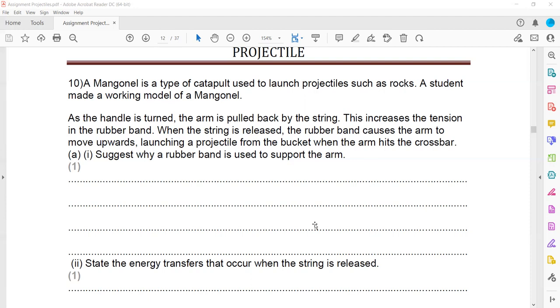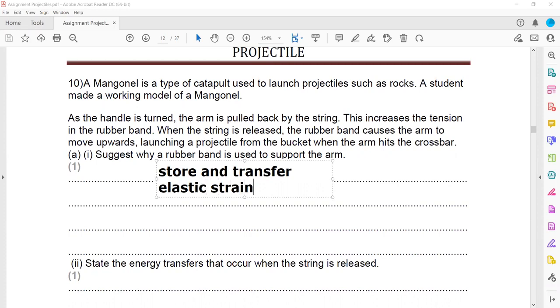So answer here. Another tendency of a rubber band is that it can transfer its elastic strain energy easily as it can deform. So the idea of using a rubber band is that it can store elastic strain energy and transfer that elastic strain energy easily so the projectile can be launched. Is it clear? Why is no other material used? Because other materials will not be efficient at transferring the elastic strain energy. Those objects which can deform can easily transfer the elastic strain energy.